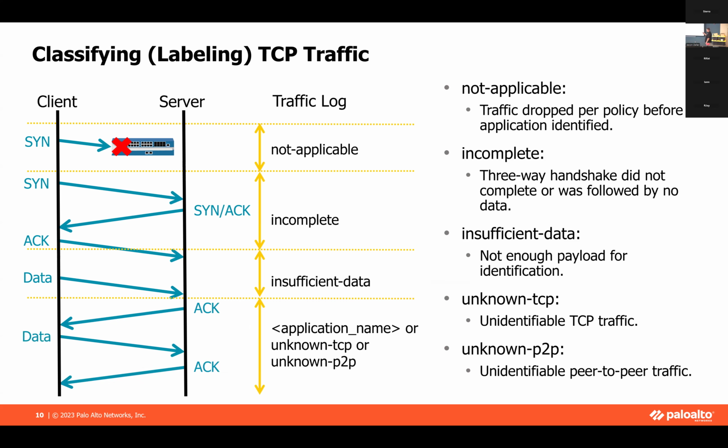Otherwise, if we get something like an ACK or data ACK, we may get an application out of it, or you're going to see something like unknown TCP or unknown peer-to-peer or P2P as it's going through the logs itself. Otherwise, it should be able to identify what's going through.